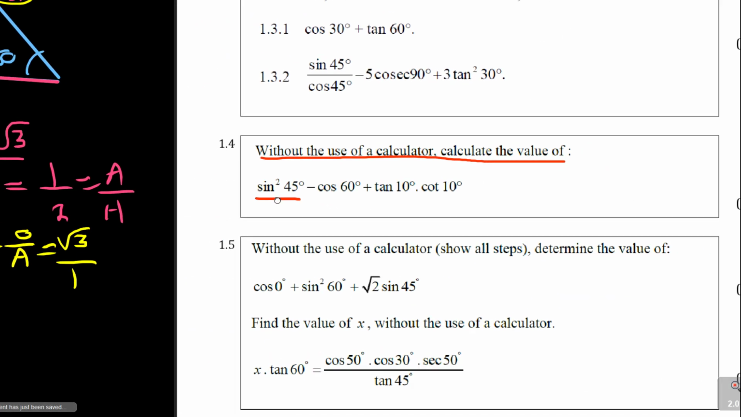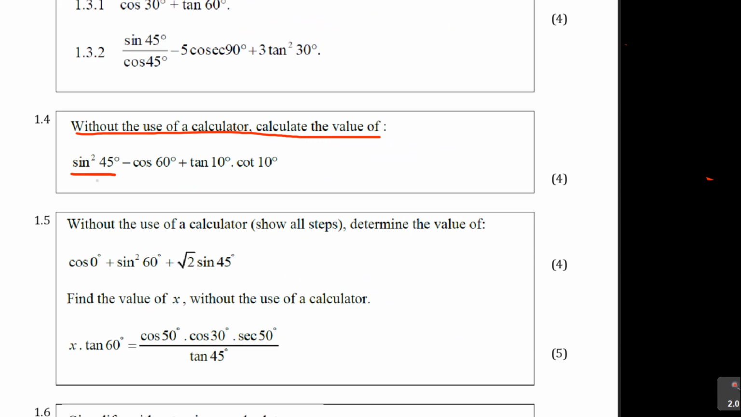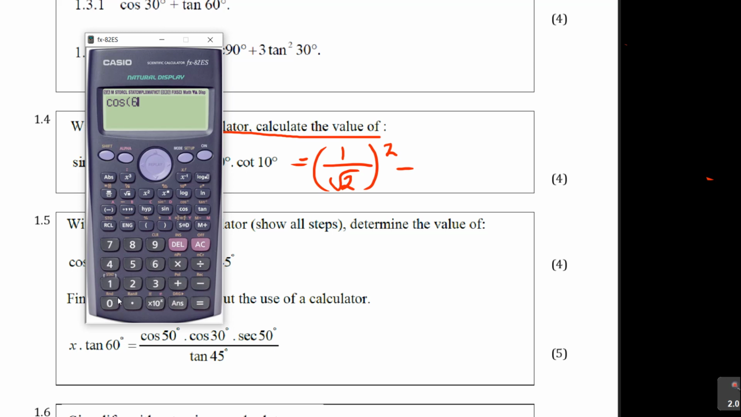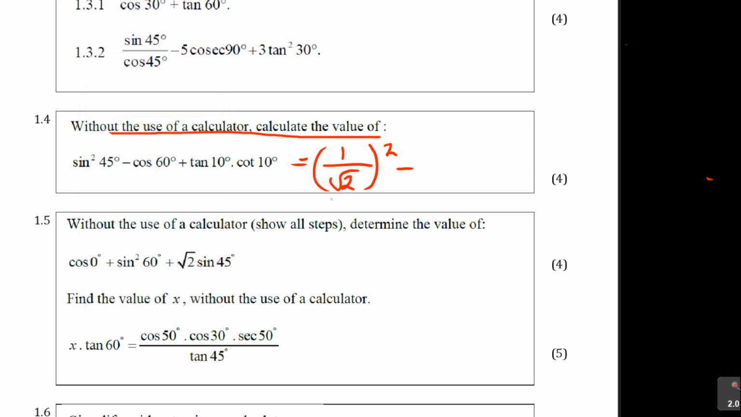So I can come here, I don't have to say much here. Sin squared 45 equal to 1 over square root of 2, but that is squared because it's sin squared. Told you that the squared, you do that, remove it there, you put it there. And you know that it's 1 over root 2. Check with the calculator. Minus now, what is cos 60? I bring my calculator and say cos 60 is 1 over 2. Just write it like that.